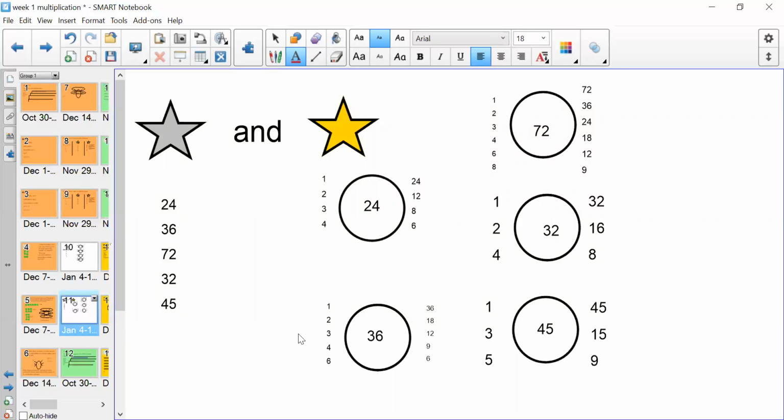Okay, well done, guys. It is the first lesson where we've done factor pairs. It's the first one that you've done online as well. So if you did find that tricky, don't worry about it. You are welcome to email me your work, or you can send a picture and email it to the Year 4 address, and I will have a look at it.